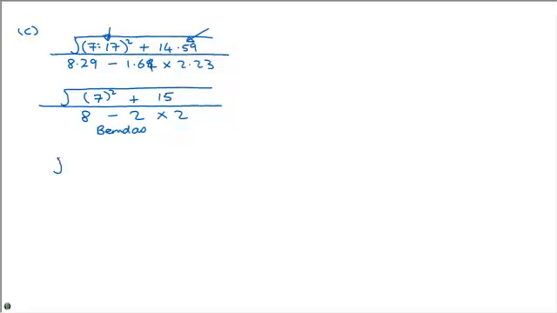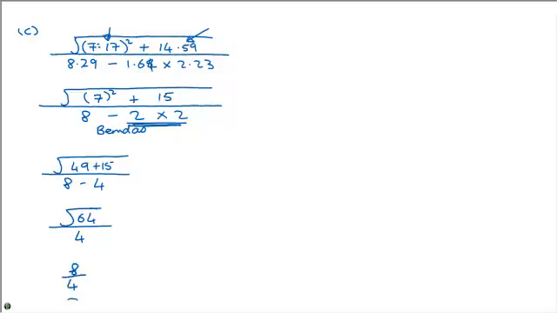So what you're going to have to say is the square root of 49 plus 15 all over. So the 2 by 2 gets done first. So it's 8 minus 4. Square root 64 all over 4. So 2 is your estimate.